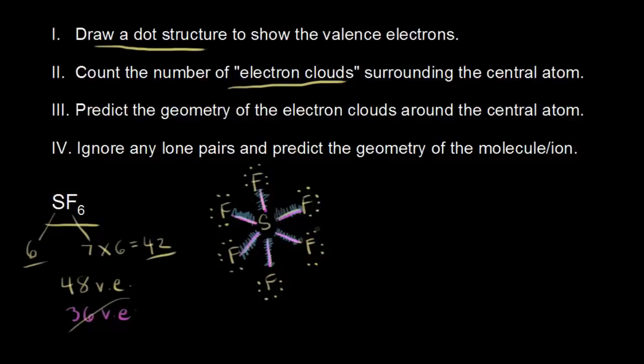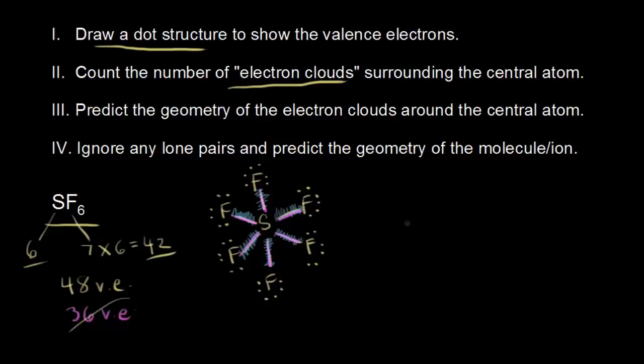VSEPR theory says that these valence electrons are all negatively charged, and therefore they're all going to repel each other and try to get as far away from each other in space as they possibly can. And so when you have 6 electron clouds, they're going to point towards the corners of a regular octahedron to try to get as far away from each other as they can. So an octahedron with 8 faces on it.